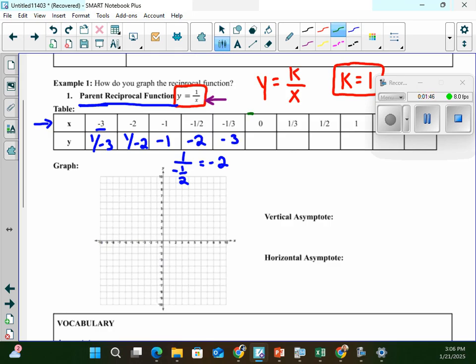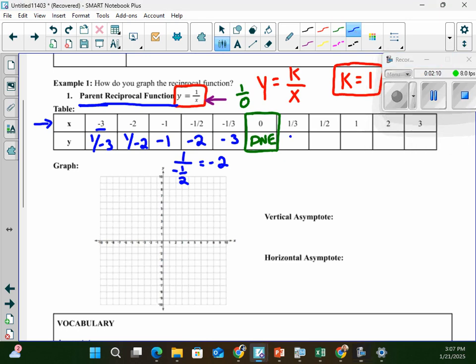We have another interesting thing happening when x is equal to 0. We know if I were to type 1 divided by 0 into a calculator, we would get an error. This is because we cannot divide by 0. So for our purposes, we're going to put does not exist. Moving down the table, when x is 1/3, y is 3. When x is 1/2, y is 2. When x is 1, y is 1. When x is 2, y is 1/2. And when x is 3, y is 1/3.